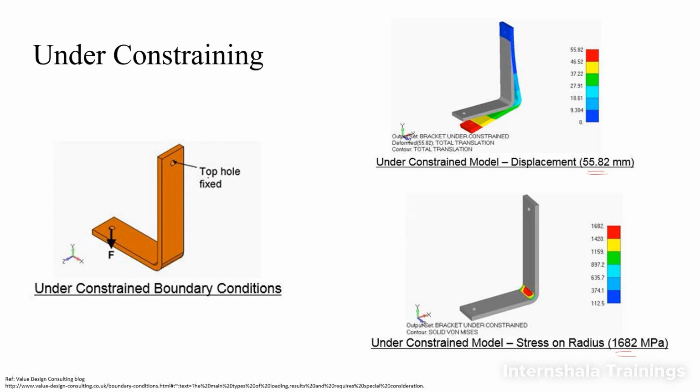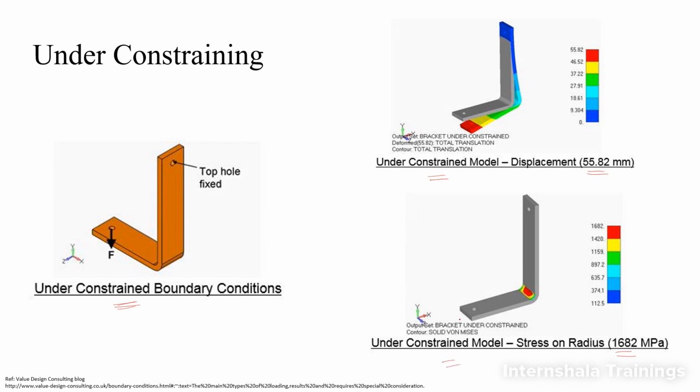So here if you observe, this entire model has not properly been constrained, or otherwise this model has not been applied with required constraining conditions. That is why it is known as the under constrained boundary condition model, and due to which what will happen is we will get very high amounts of displacements as well as the stresses, right?